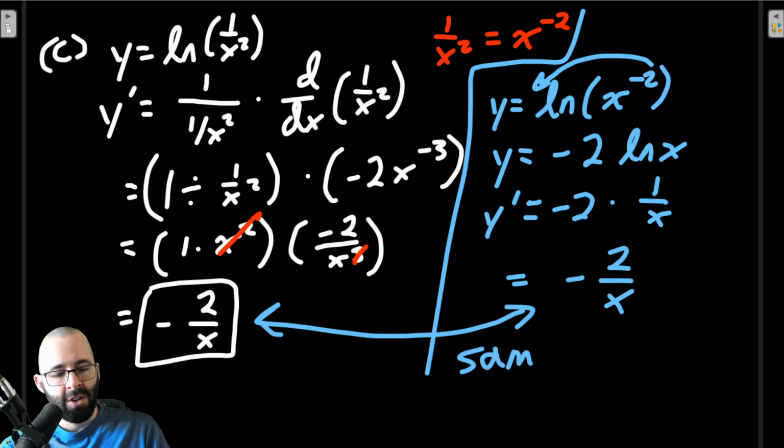So again, you can simplify first if you're good with your natural log properties. I will not be requiring that though.